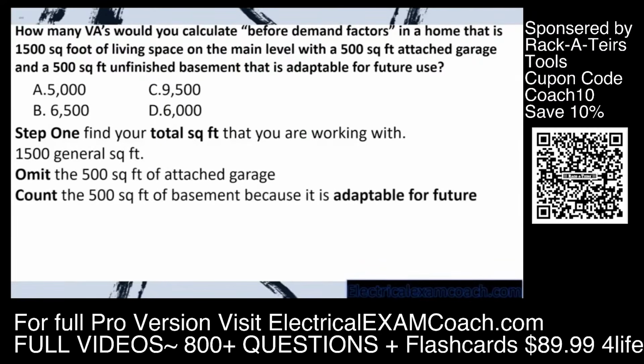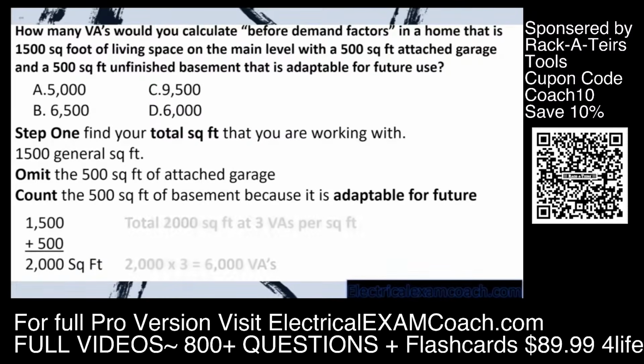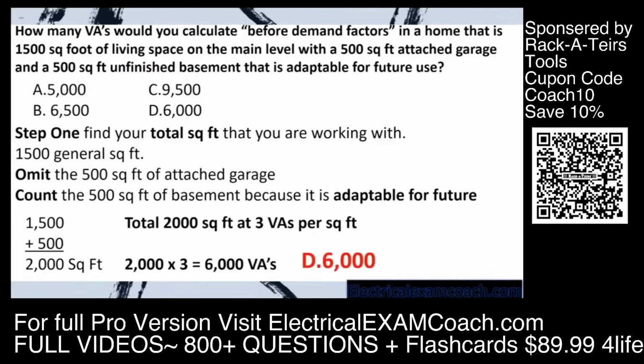We're going to count the 500 square foot of basement because in this question, it is adaptable for future use. In your testing, it'll say either or, and in the real world, it's almost always adaptable for future use, but you can work that out with your local electrical inspector. So all we have to do is total all that up. That gives us 2,000 square feet. Then we take our 2,000 square feet multiplied by 3 VAs per square foot, and we're going to select D. Great job.